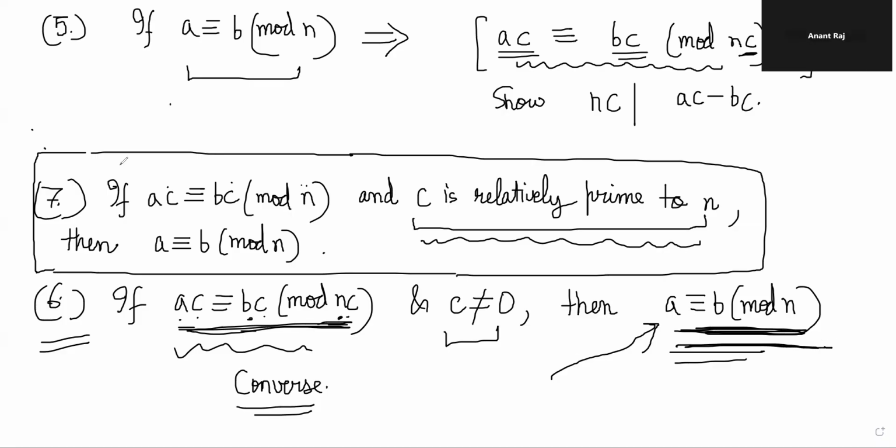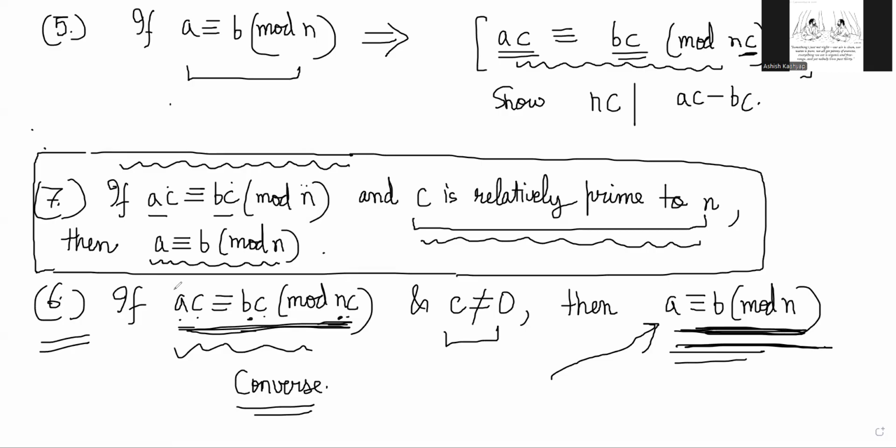But property 7 is super important because we are saying that AC and BC are congruent modulo n. That can mean that A and B are congruent modulo n, which is not always true, but it will be true if C is relatively prime to n. Does everyone know what is relatively prime? GCD 1. So C and n GCD is equal to 1.